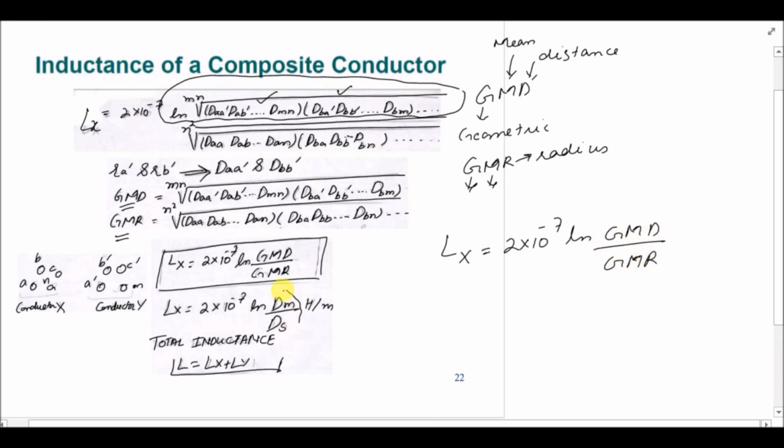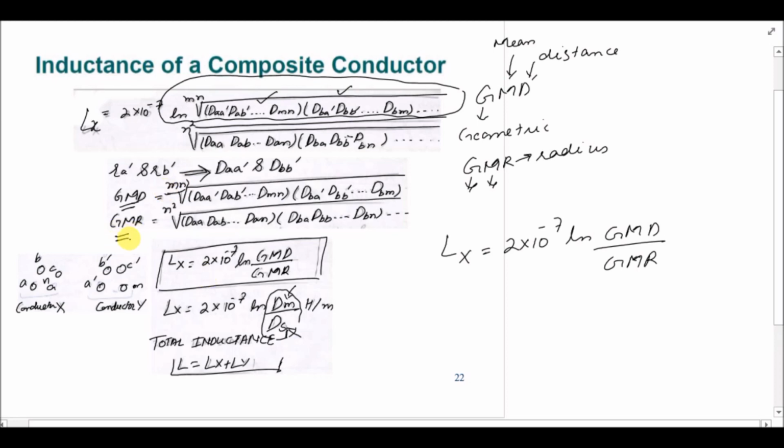And in some books the notation is Dm over Ds. So you just have to remember that in numerator we have the distances between the filaments of different conductors, and in denominator we have distances between the filaments of the same conductor. And the multiplying factor here is also important. In numerator we have GMD, geometric mean distance, so it is between two different conductors. So the root value will be m into n. So there are two different conductors, so we are getting the distances between two different conductors, therefore the number of filaments in one conductor and the number of filaments in the other conductor will be multiplied.